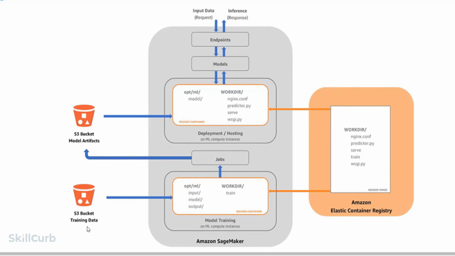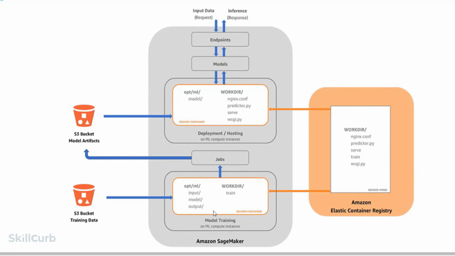Over here in the diagram, if you see, we initially stored our training dataset in the S3 bucket, which is placed over here. Then we did all the pre-processing, which is done in the ML work directory, and started all the model training part.